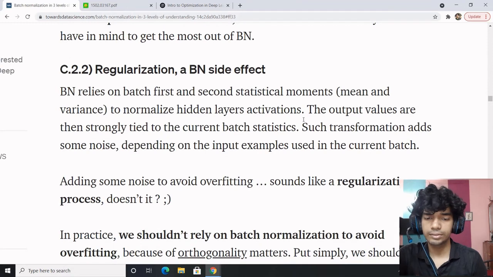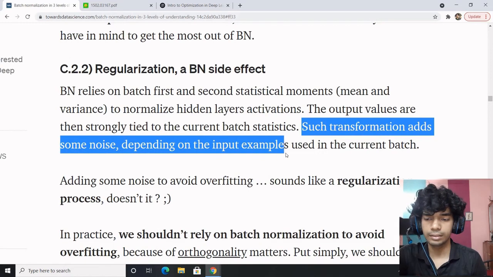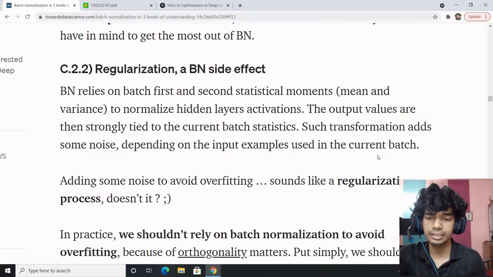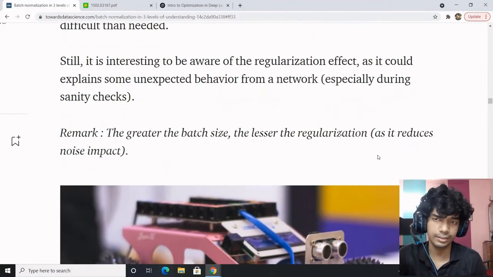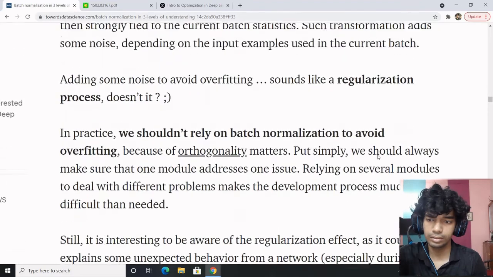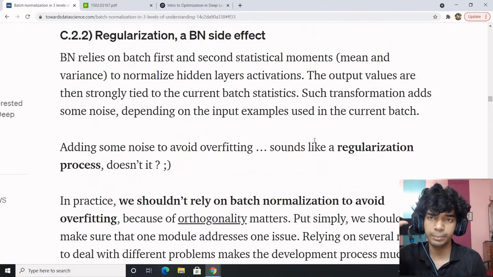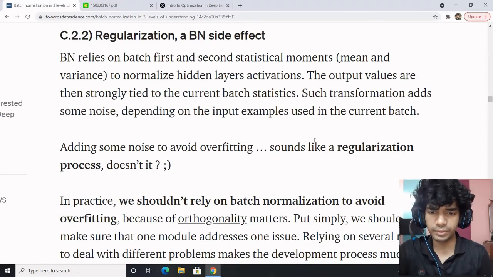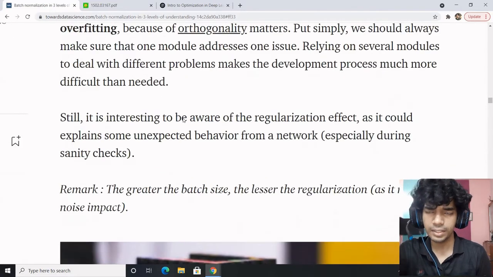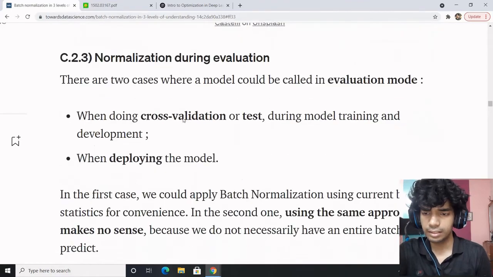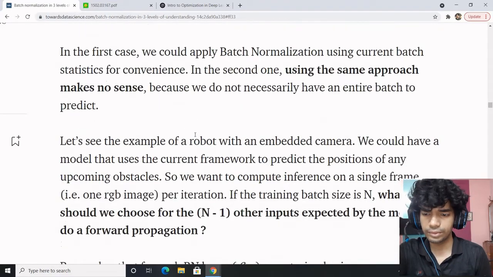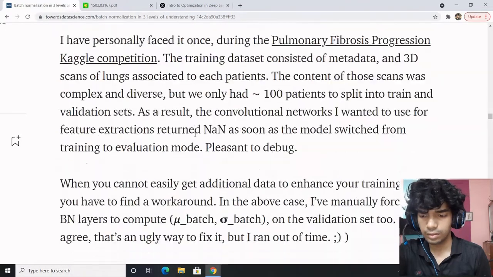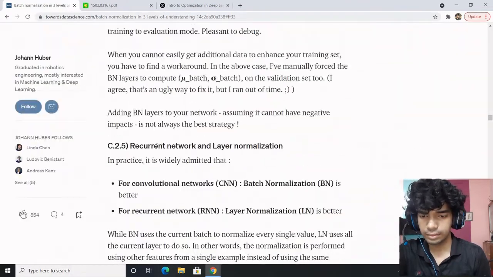So basically such a transformation adds noise, and this kind of noise might be the side effect. To counter this noise, what you can do is increase the batch size. So the only side effect is noise, which might be there due to the kind of transformation we are doing. And if you want to counter that noise, all you can do is increase the batch size. Now normalization during the evaluation. What else do we have here?